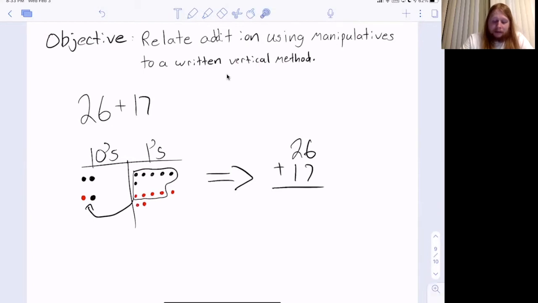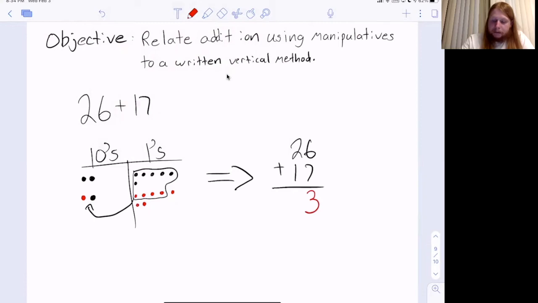How many did we have left? 1, 2, 3. And how many did we start with? Well, if this is 10, 10 plus 3 is 13. So I'm going to put a 3 here because there's 3 ones left. Notice the 6 plus 7 equals 3.